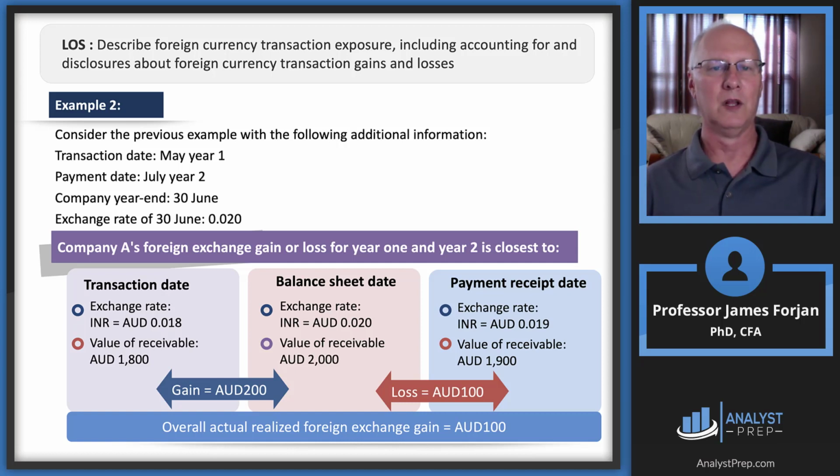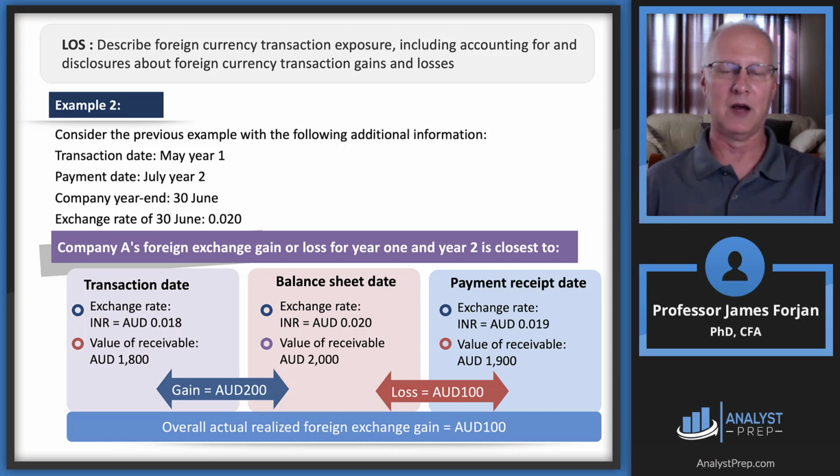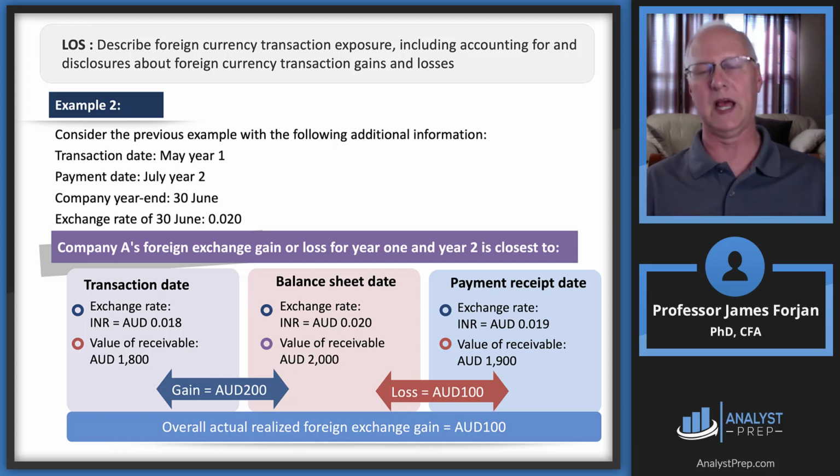All right, so look at the top, example 2. The transaction date, May of year 1, payment date, July of year 2, because the company has its fiscal year ending in June. So the end of June, we've got to put together these financial statements, and we need to figure out what is going to happen on June 30th. And of course, we need an exchange rate on June 30th, and there it is, 0.02.